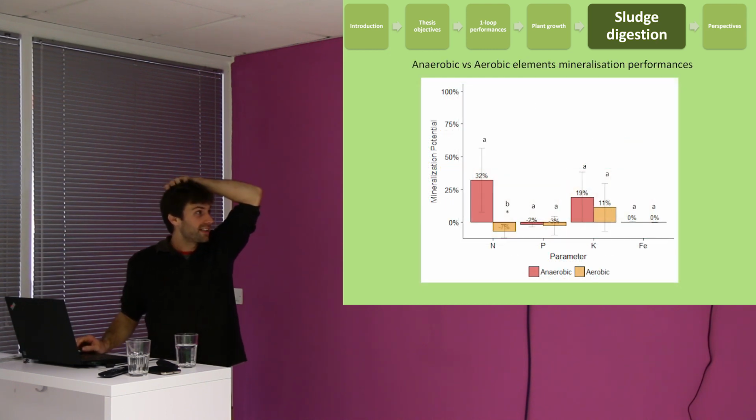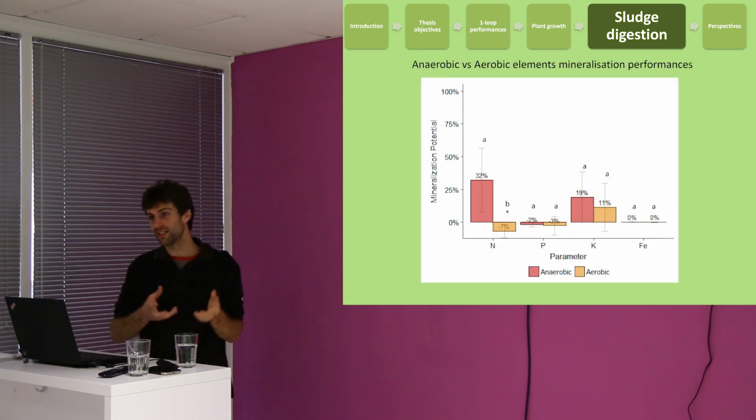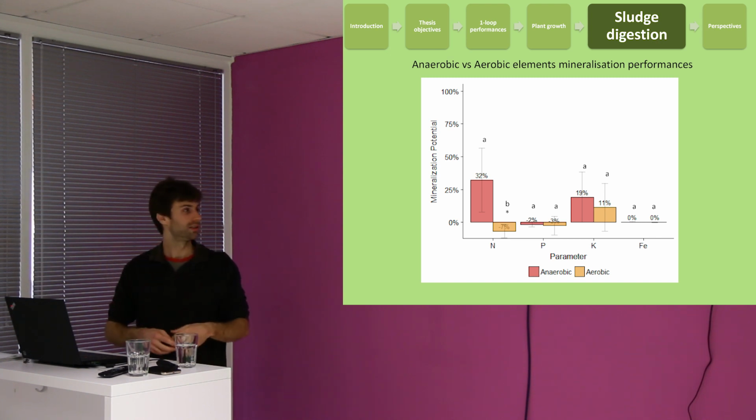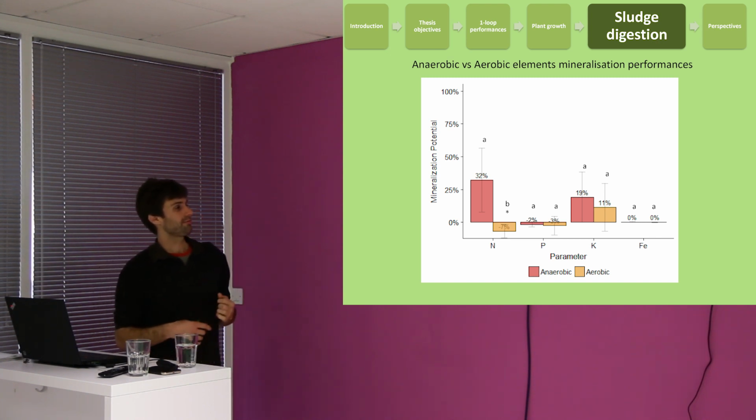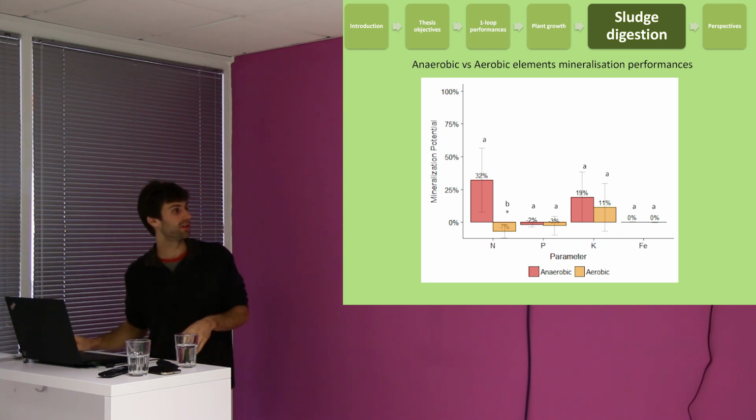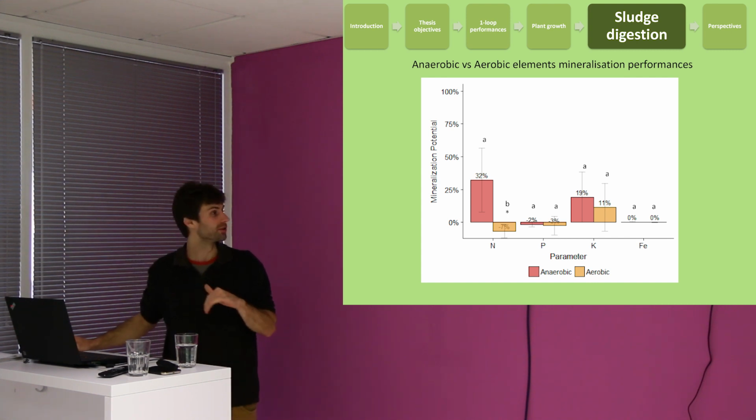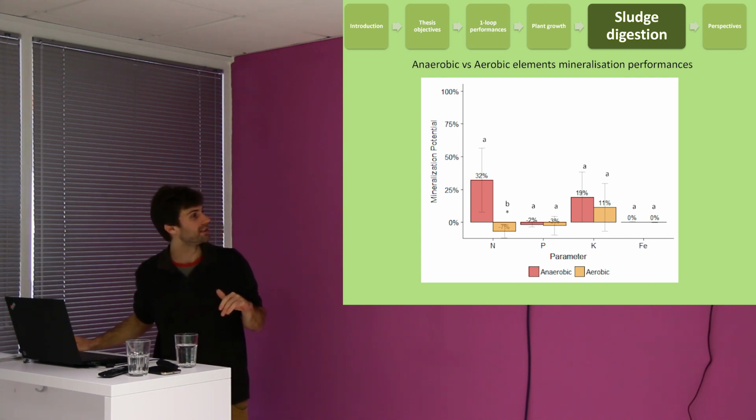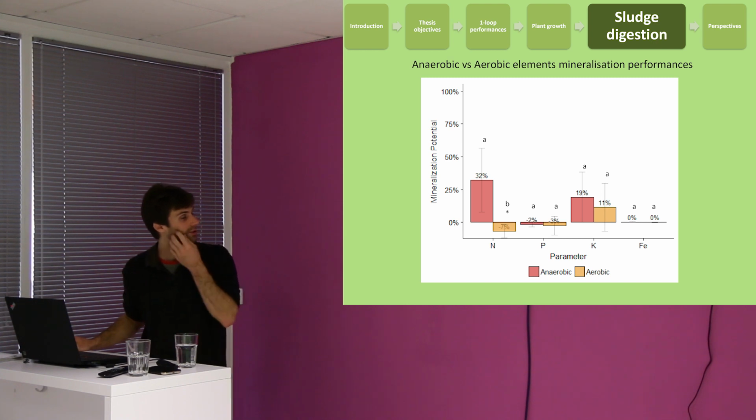So now the mineralization, so the nutrients we can recover out of the sludge. Here it was also quite similar. The only difference was for nitrogen, where we got some accumulation of nitrogen in aerobic treatments. It's an average, and you can see that there is a big standard error, but that was the trend.